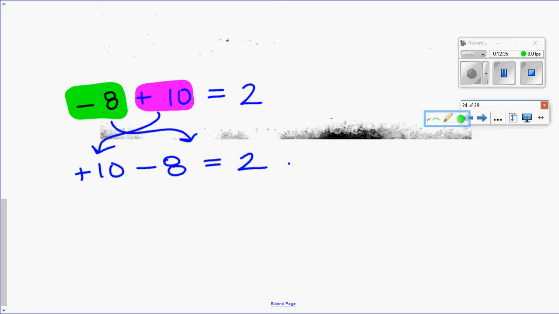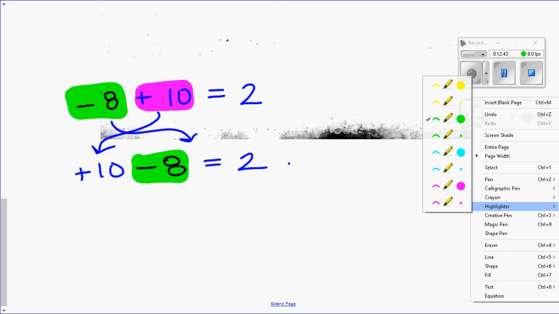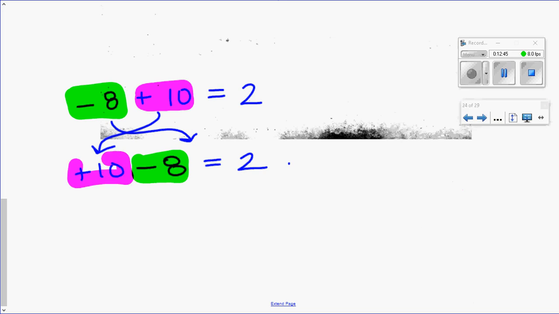That it is okay to switch the order as long as the sign in front of the number stays the same. Okay, if it's negative 8 or minus 8 in one of them, it has to be negative 8 or minus 8 in the other. If it's a positive or plus 10, it has to stay positive or plus 10. Okay, that is a wrap on your distributive property video.